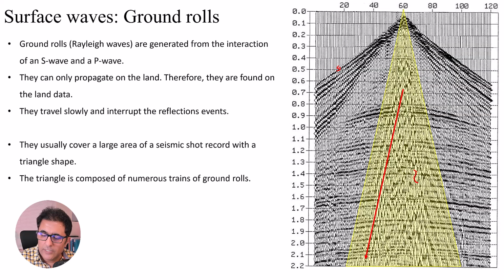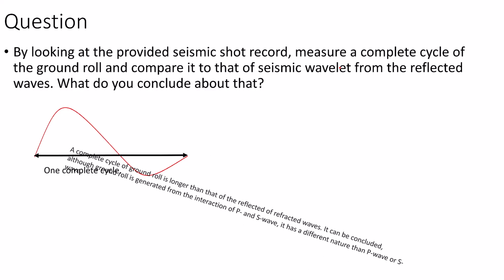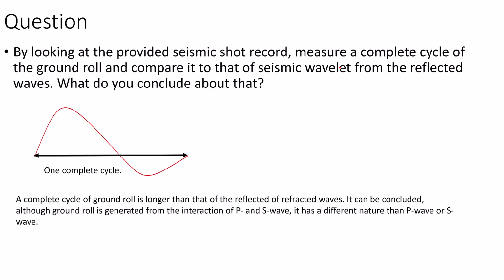So if you look at, for example, direct waves or refracted waves, calculate one oscillation and compare it with the waves that we see within this triangle area. Those waves that have longer oscillations can be interpreted as ground roll. So a complete cycle of ground roll is much longer than reflected waves or P waves in general.